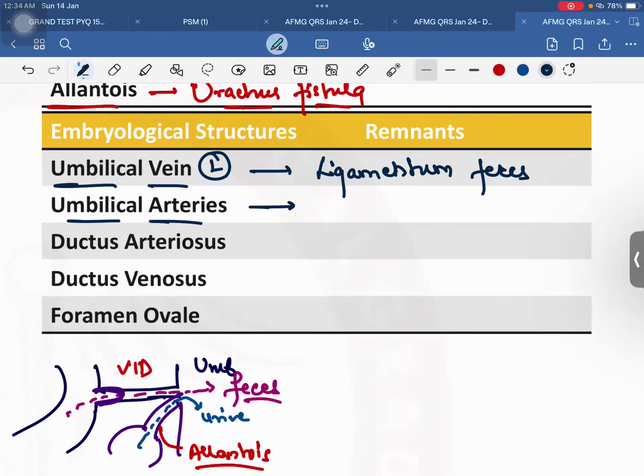And when these umbilical arteries undergo obliteration, that leads to formation of a ligamentum arteriosum. No issues with this, anybody? That has to be remembered.